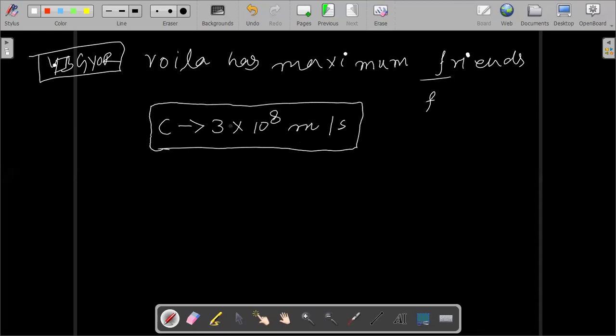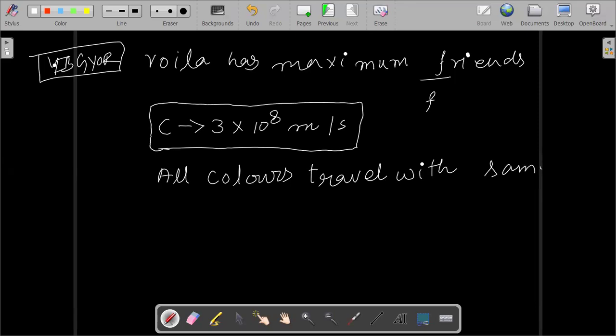Okay. So if I ask what is the speed of violet, it's the same thing. What is the speed of red? It's the same thing. So can I say that all colors travel with the same speed? Yes or no? Sir, yes. But then if speed increases, then wavelength should also increase, isn't it? No, there will not be any change in anything. The speed will remain the same. All colors travel with the same speed in air.